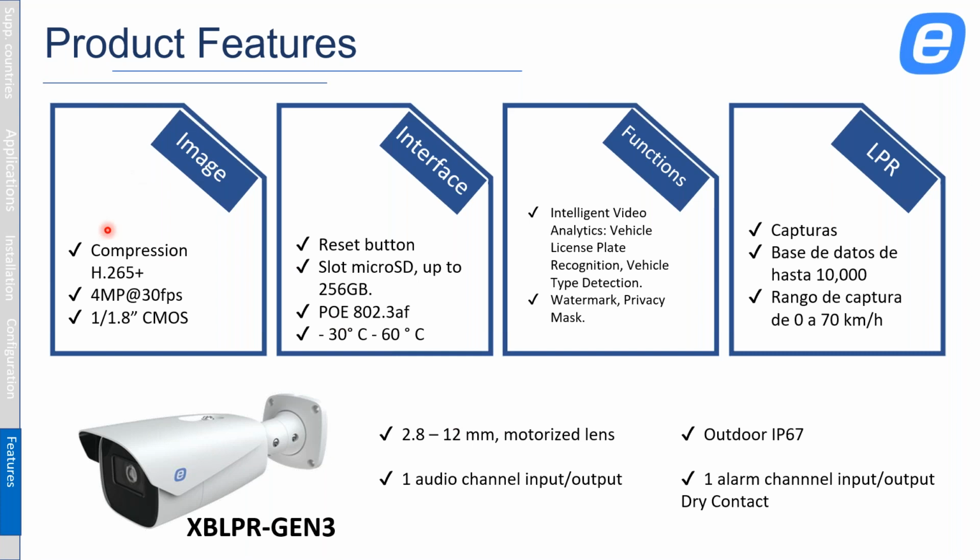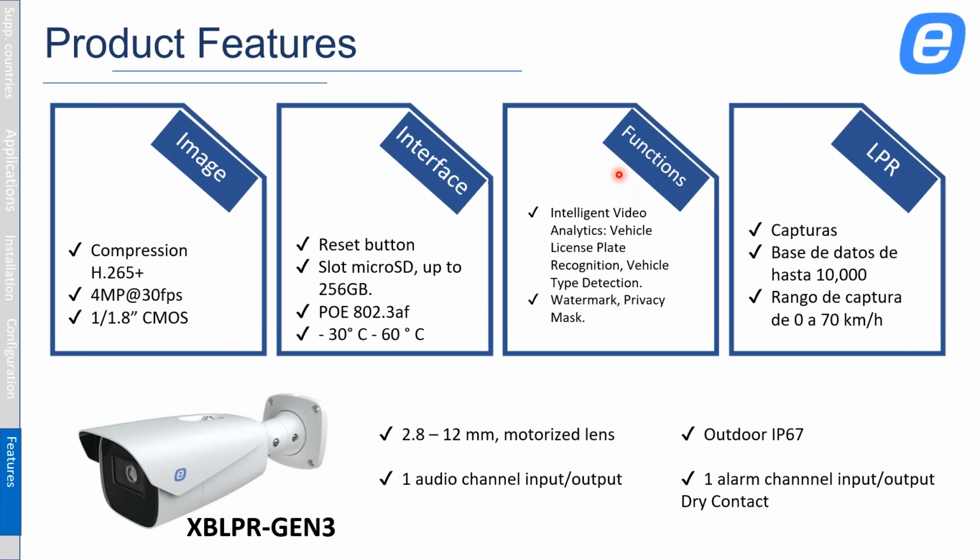For the image, it has a compression of H.265 plus. It's 4 megapixels at 30 frames per second. The interface does have a reset button. It's on the bottom where the micro SD is also at, and the micro SD storage will be up to 256 gigabytes. It has a PoE of 802.3 af, and the temperatures that it normally can support are minus 30 degrees Celsius to 60 degrees Celsius.